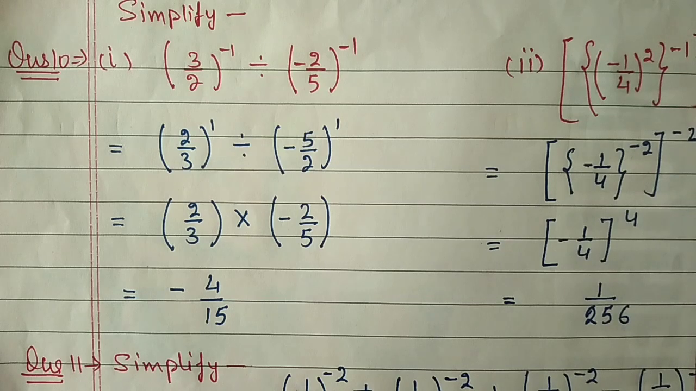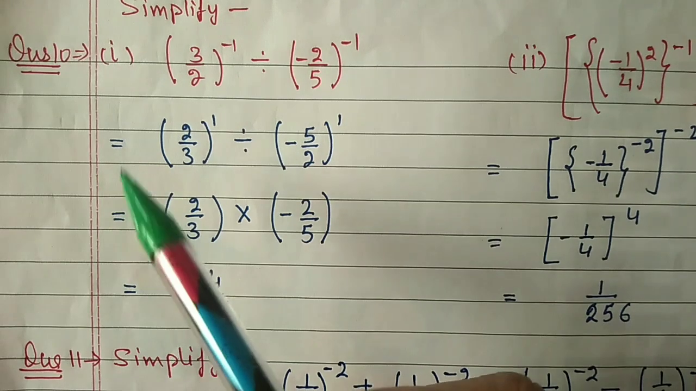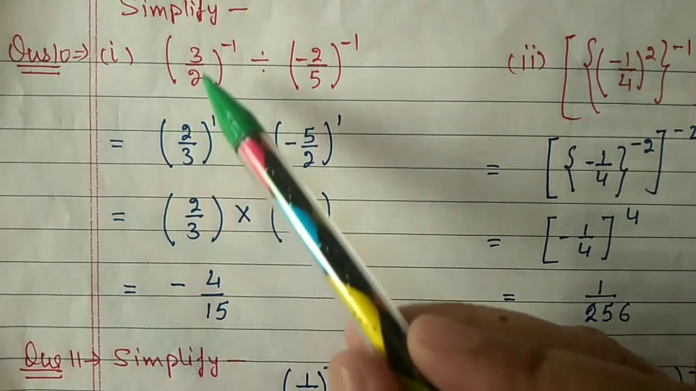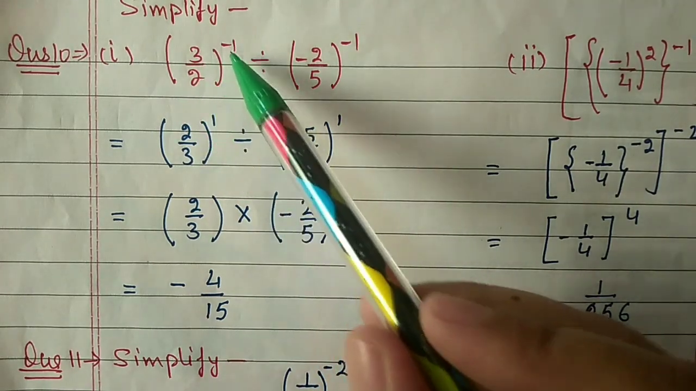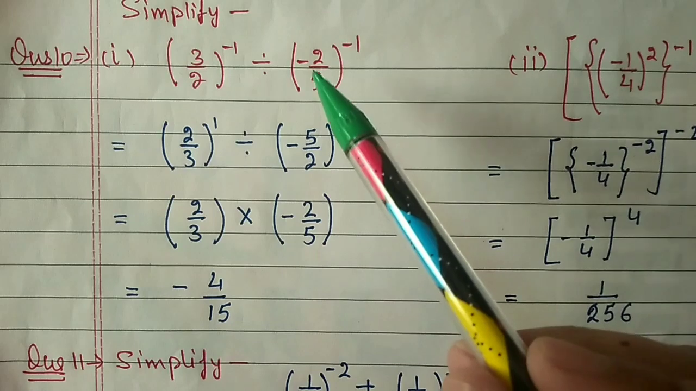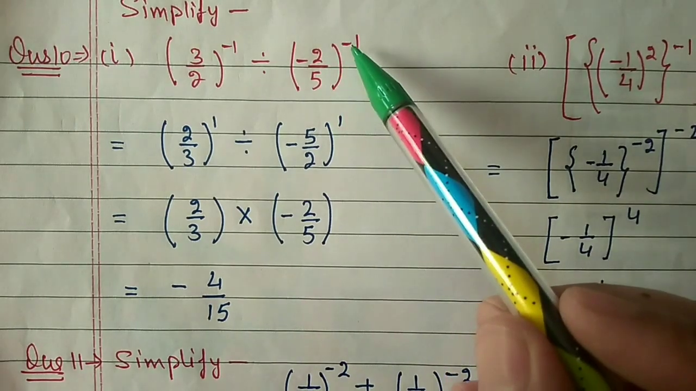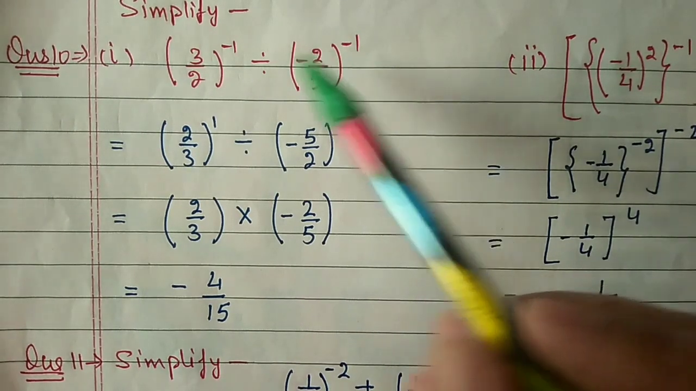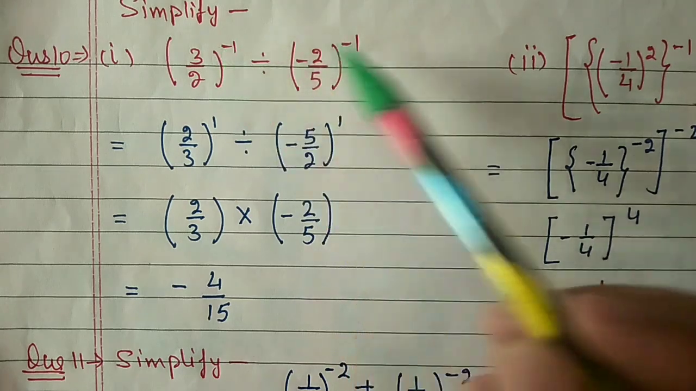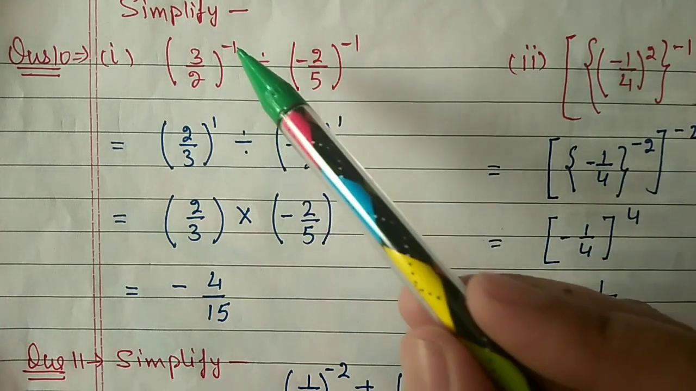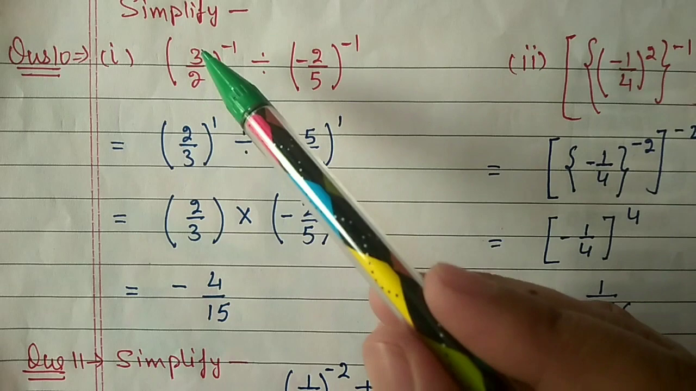Hello students, in the last video we discussed exercise 4.2 till question number 9, and today we will start from question number 10. So 10th, first part, we have to simplify (3 by 2) whole to the power minus 1 divided by (minus 2 by 5) whole to the power minus 1. So first step, this minus power we have to make positive power.